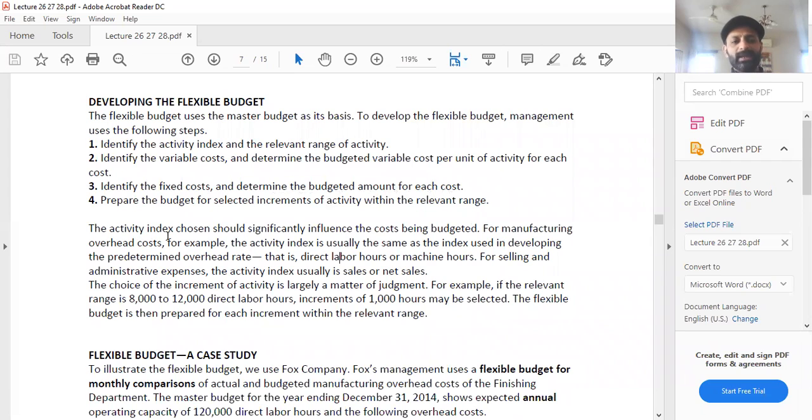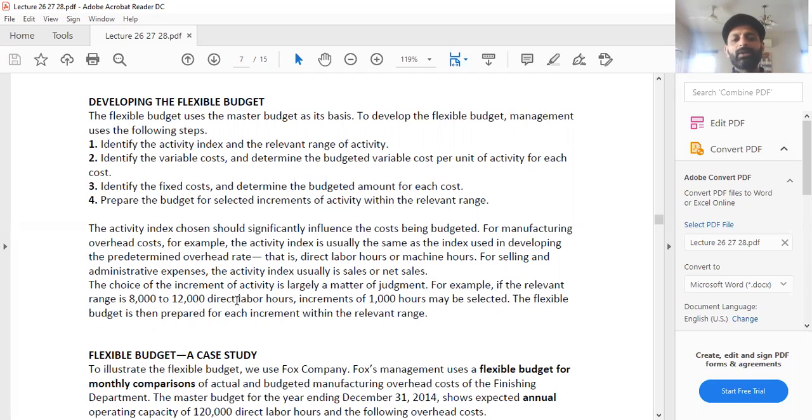The activity index chosen should significantly influence the costs being budgeted. For manufacturing overhead costs, for example, the activity index is usually the same as the index used in developing the predetermined overhead rate. That is the direct labor hour. This we did when we were doing the predetermined overhead rate, even when we were doing the budgeting, तो आपने note किया होगा कि we were using a predetermined overhead rate.